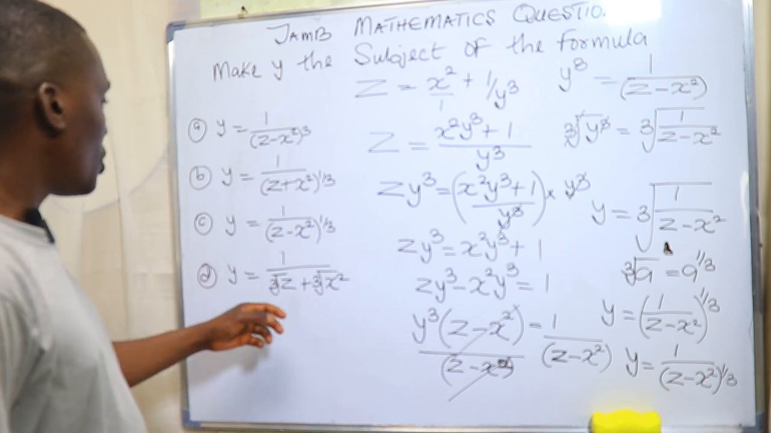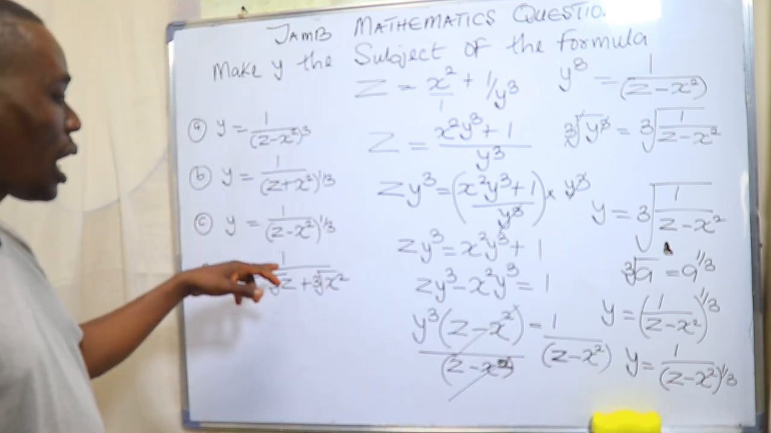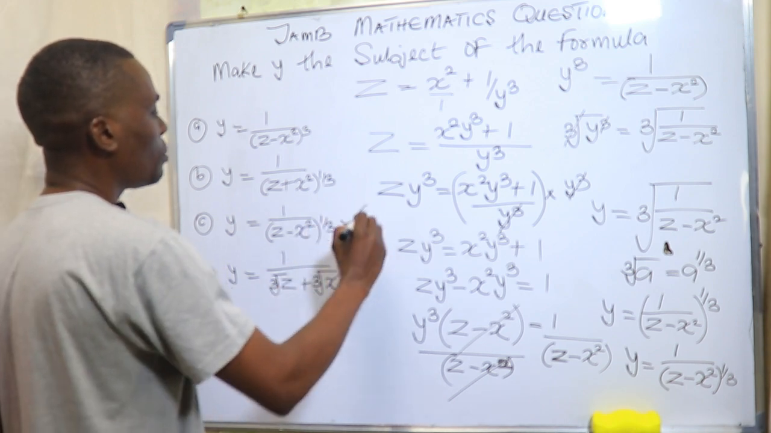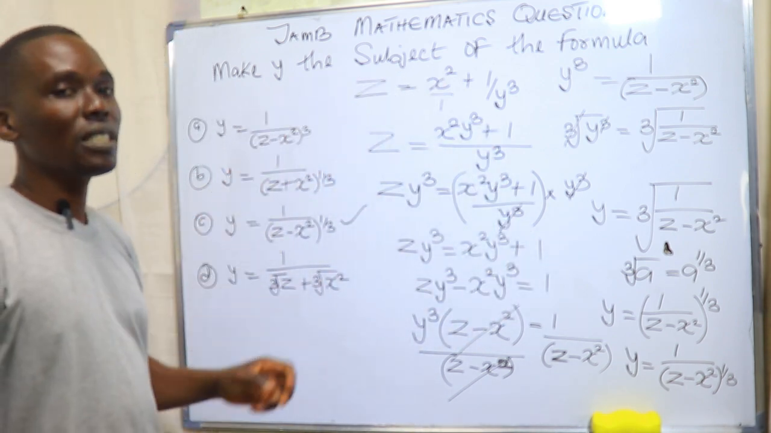So you see that question, you go get the option here. The option dey here, and the option na option C. So that means option C na the answer to this change of subject of formula.